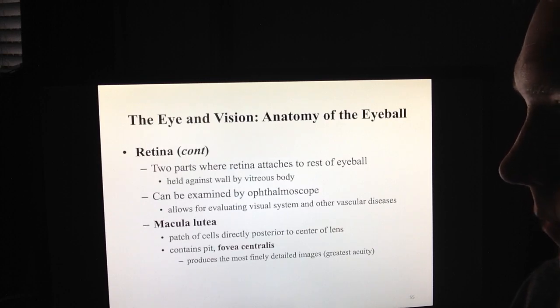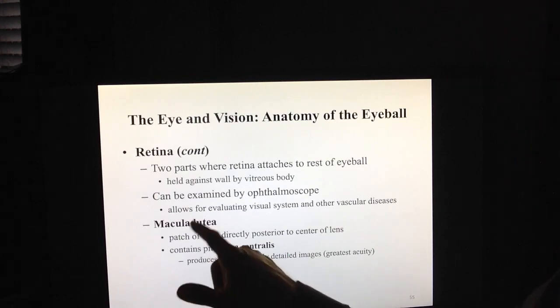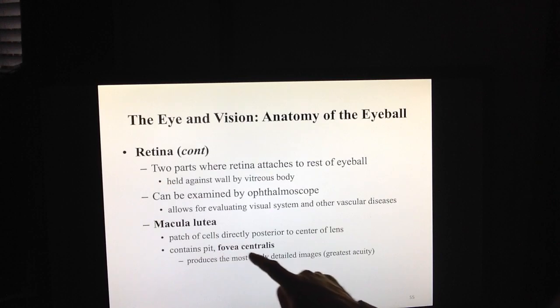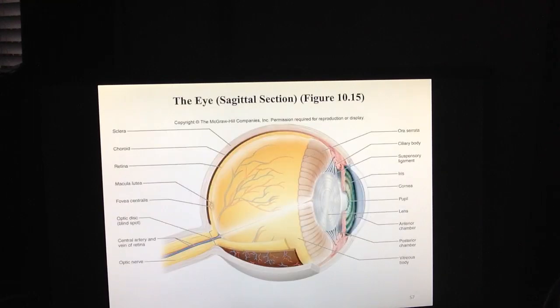Retina is, like we said before, where the photoreceptors are. And there's a special part of the retina called the fovea centralis. That's the greatest area of acuity, meaning sharpness of vision, and that's directly behind the lens. That's where we look at most things. Alright, we did blind spot already. Let's see what it looks like on the diagram.